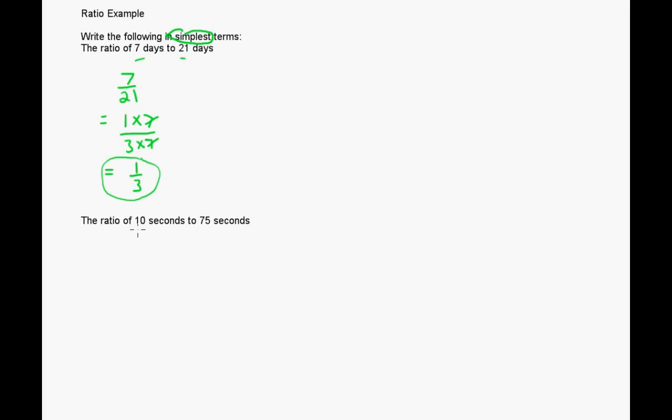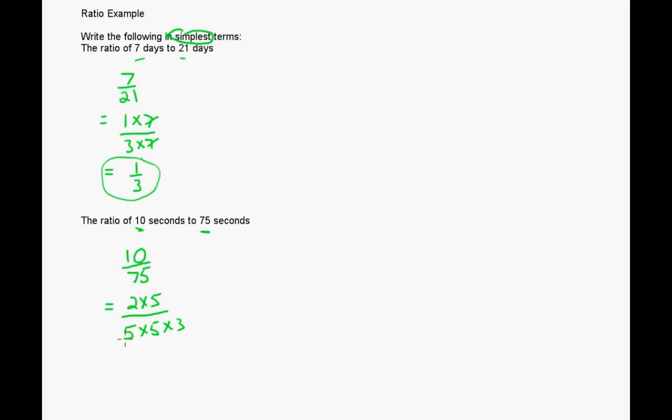Next, the ratio of 10 seconds to 75 seconds. We're going to do the exact same thing. 10 is going to be our numerator, and our denominator is going to be 75. We're going to break both into their prime factors. Prime factors of 10 are 2 times 5. And the prime factors of 75 are 5 times 5 times 3. 5 times 5 is 25, times 3 is 75.